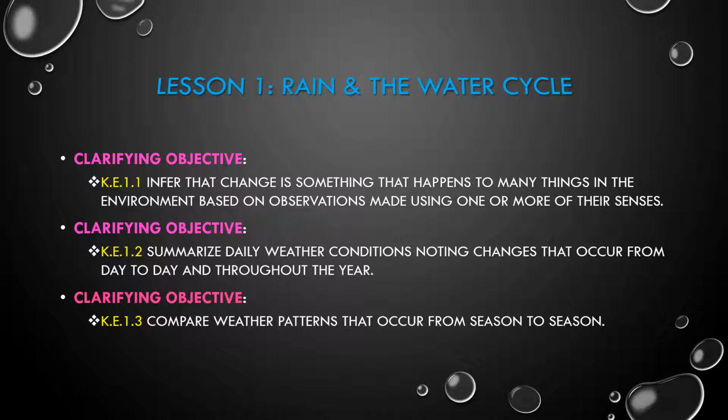Lesson 1's clarifying objectives are K.E.1.1, infer that change is something that happens to many things in the environment based on observations made using one or more of their senses. K.E.1.2 says, summarize daily weather conditions, noting changes that occur from day to day and throughout the year. Clarifying objective K.E.1.3. Compare weather patterns that occur from season to season.